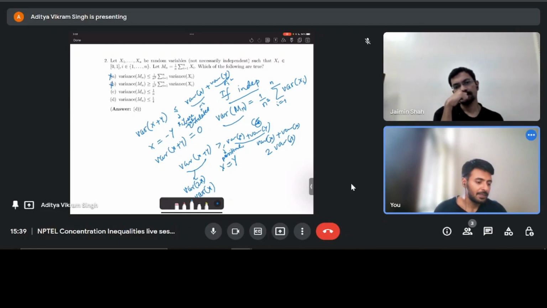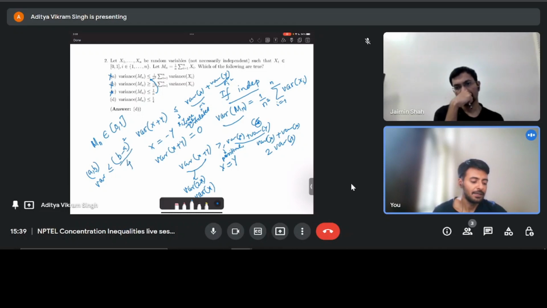C is variance is less than equal to 1 by n. So this is just, again, you can just use the examples for part A. You can show that this may also not be correct. And finally, we have that variance is less than equal to 1 by 4. And this is correct because we know that Mn lies in 0 comma 1. And for any random variable lying between a comma b, we know that variance is less than equal to b minus a the whole square by 4.